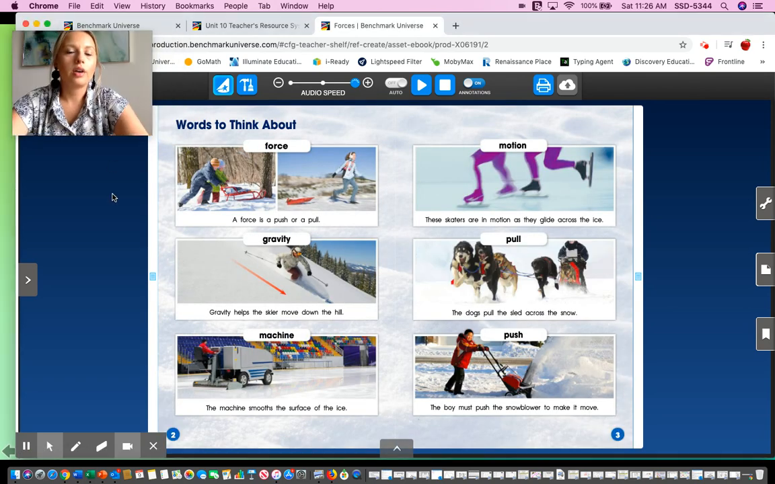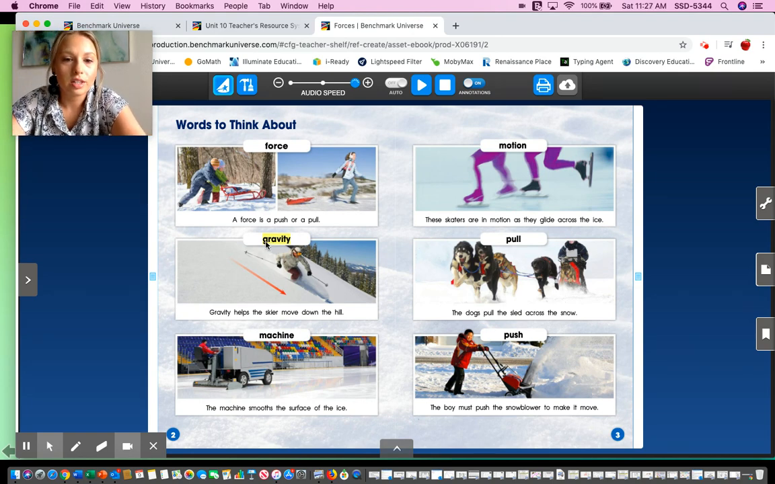Okay, here are our vocabulary words, or our new words to think about. The first word is force. Force, and we know force, right? Force is a push or a pull. And we know that forces can push and forces can pull. So we see the kids pushing the sled here and the girl pulling the sled on a rope.